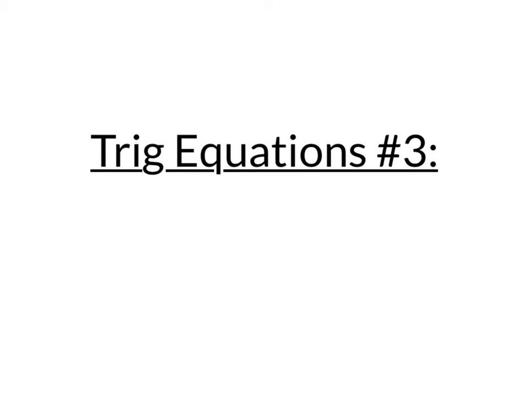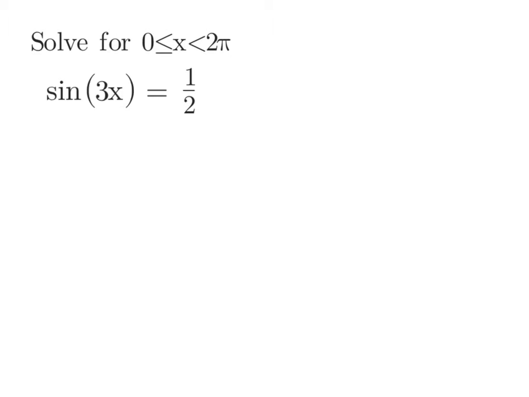All right, let's solve some more trig equations. If we're going to solve for x being between 0 and 2 pi, the equation sine of 3x equals 1/2, the first thing is to recognize that since x has to be in between 0 and 2 pi, that means that 3x would have to be between 0 and 6 pi. That's important because that means that we're going to go 3 times around the unit circle.